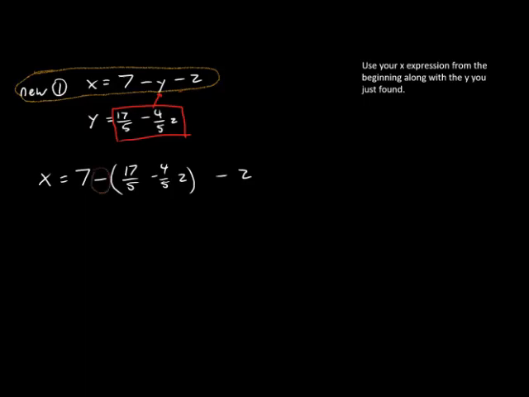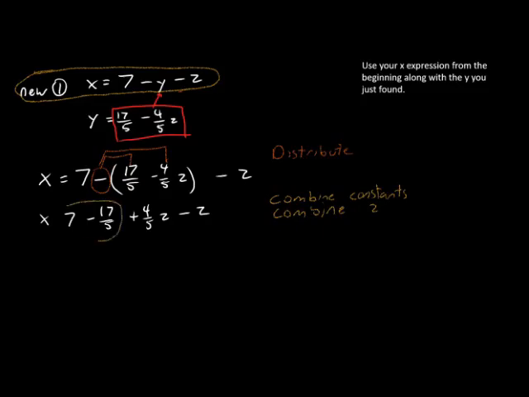We will distribute this negative sign on the outside to both terms inside. When we do so, we will have 7 minus 17/5 plus 4/5 z minus z. Then we will combine our constant terms and combine our z terms. If we take 7 minus 17/5, we will get x equals 18/5. Now we'll deal with our z terms. We'll take 4/5 z minus z and end up with negative 1/5 z. This will be our solution for x.